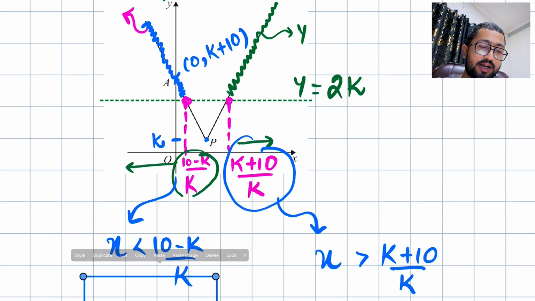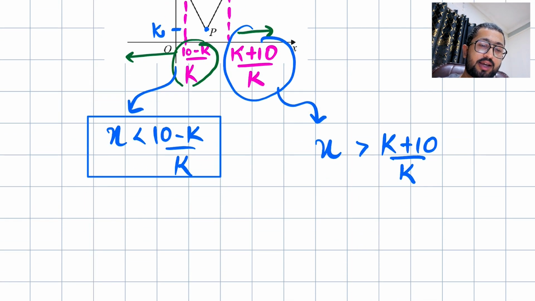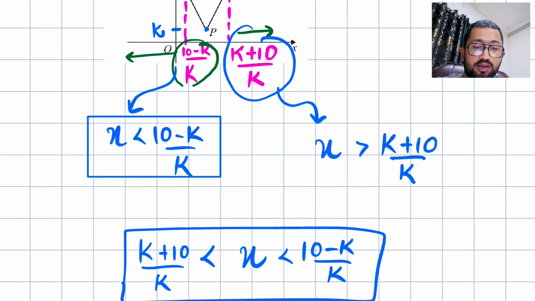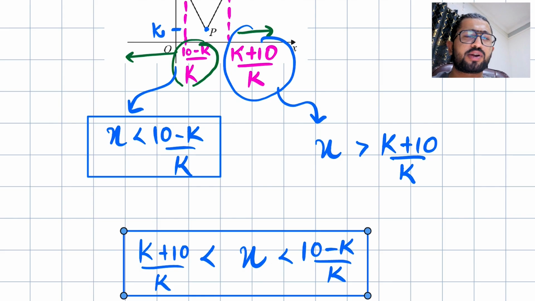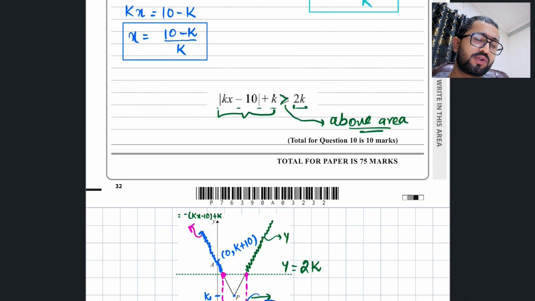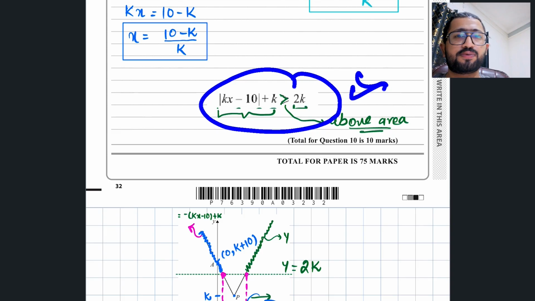You can even connect both of them at the end: x is greater than k plus 10 over k and less than 10 minus k over k. I know that was the confusing part for a lot of students, how to shade at the end of the question in inequality form.